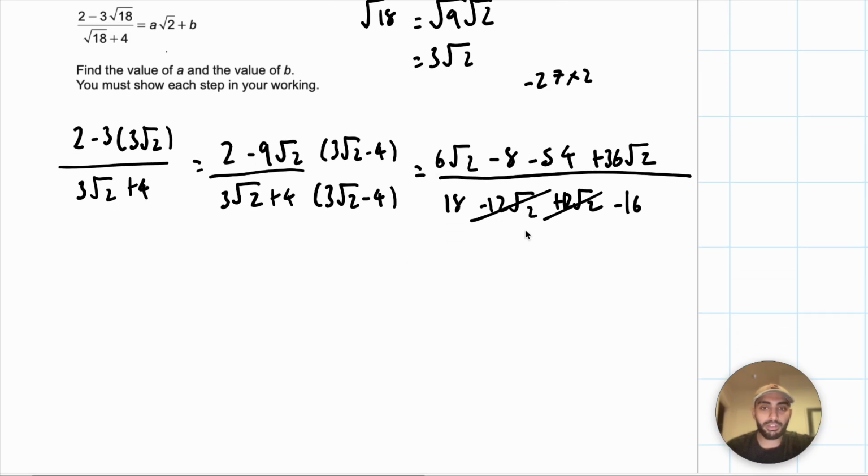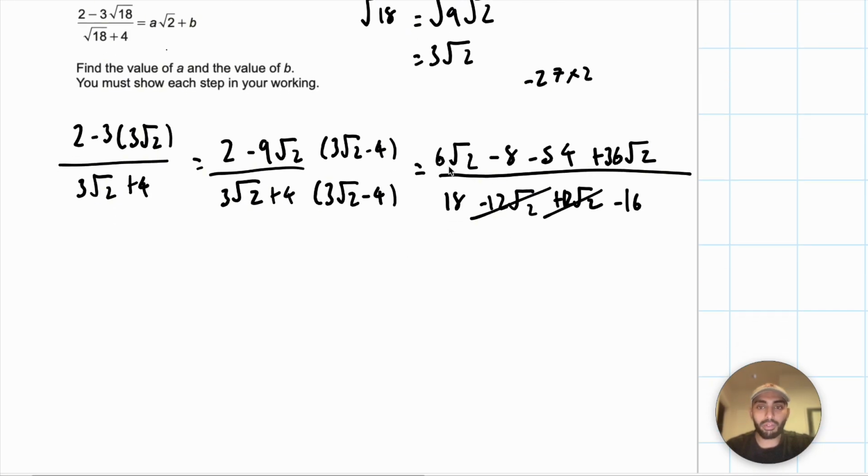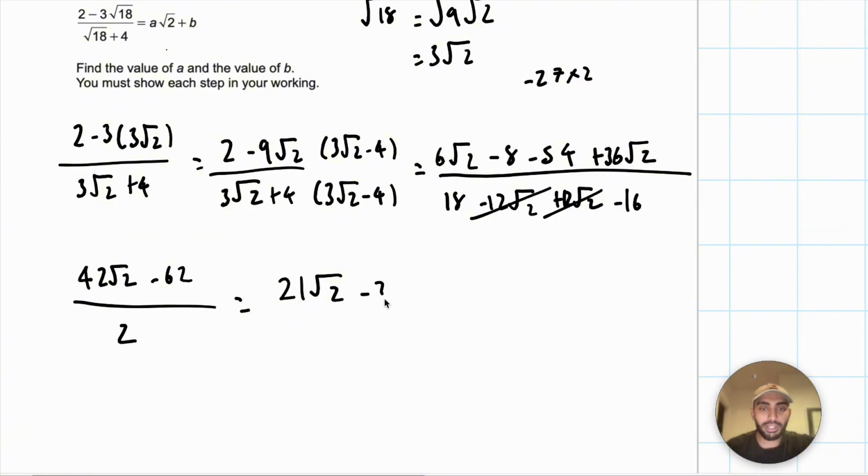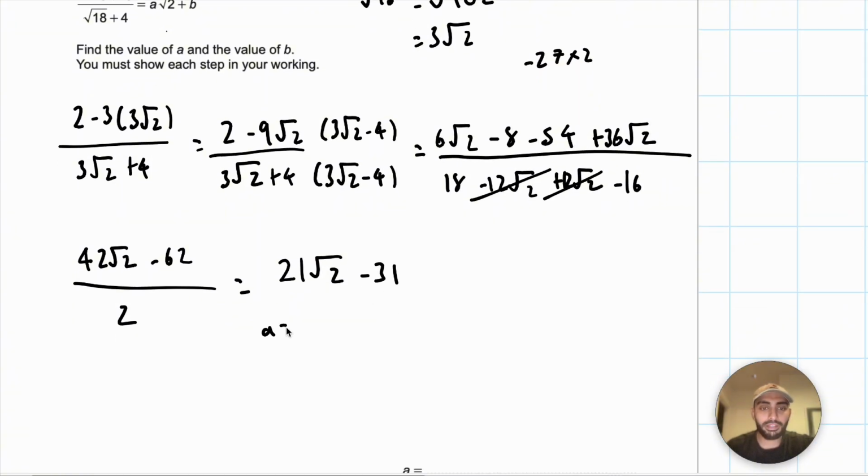Let's just simplify this top bit. We're collecting like terms now. I've got 6 root 2 plus 36 root 2, which gives me 42 root 2. Negative 8 take away 54, which is minus 62. That's over 18 take away 16, which is 2. I just need to divide this by 2 and divide this by 2. 42 divided by 2 is 21 root 2. 62 divided by 2 is 31, so take away 31. Here A is going to equal 21 and B will equal negative 31.